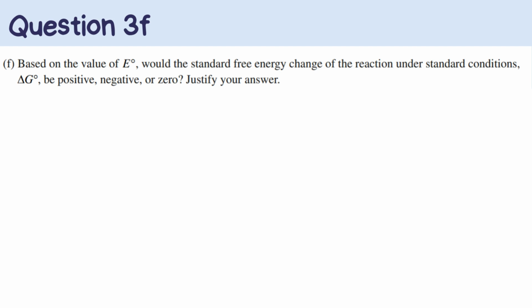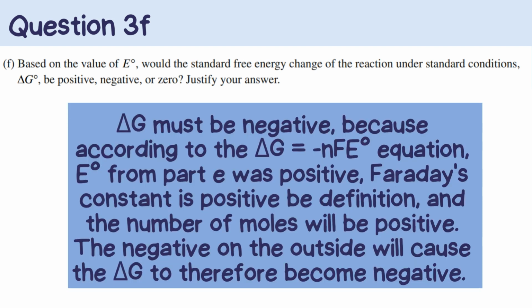So to answer the question, we can put our claim that delta G must be negative because according to the equation, everything was positive, but there is a negative out in front, so delta G will therefore become negative as well. So for this justification, just use the equation and explain what was positive, what was negative, and how that will contribute to a negative delta G.